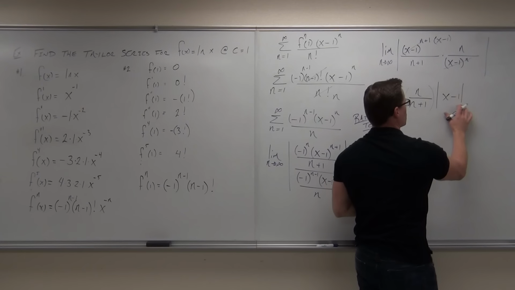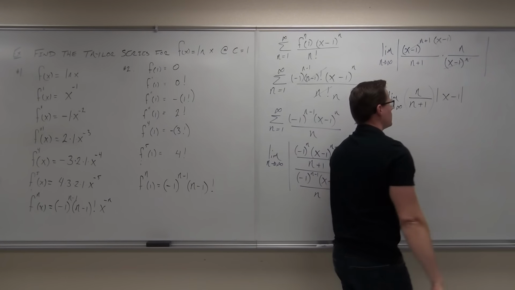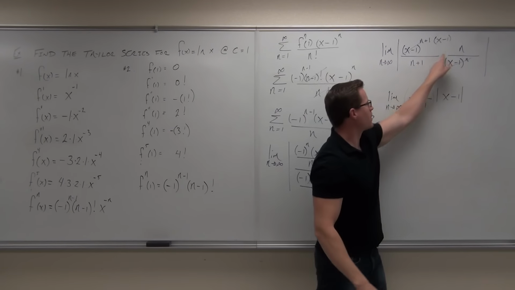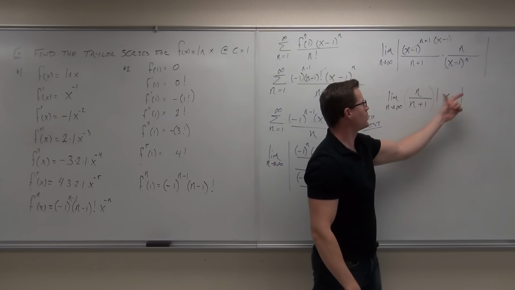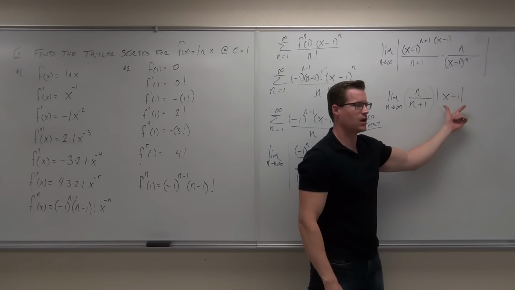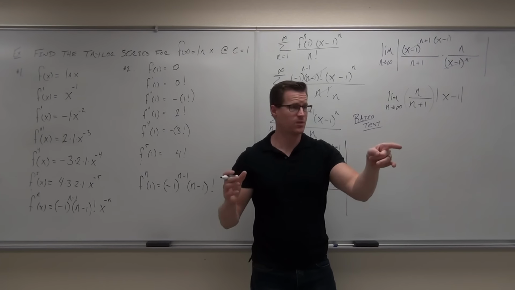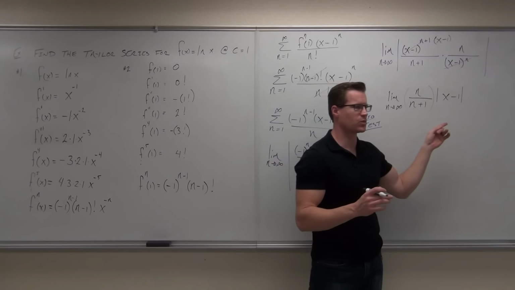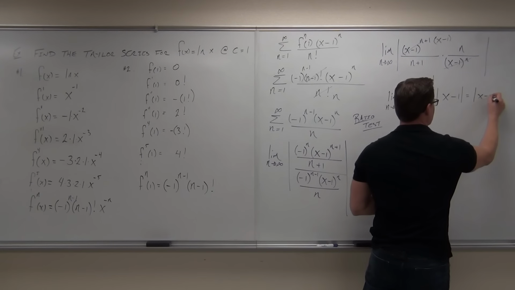Absolute value is a little bit big here. So we get our n over n plus 1, no problem. Collect our n terms. We simplify, we get x minus 1, still an absolute value. Now, what do we do? Take a limit, very good. What's the limit of n over n plus 1? 1. Very good. So this thing is equal to the absolute value of x minus 1.